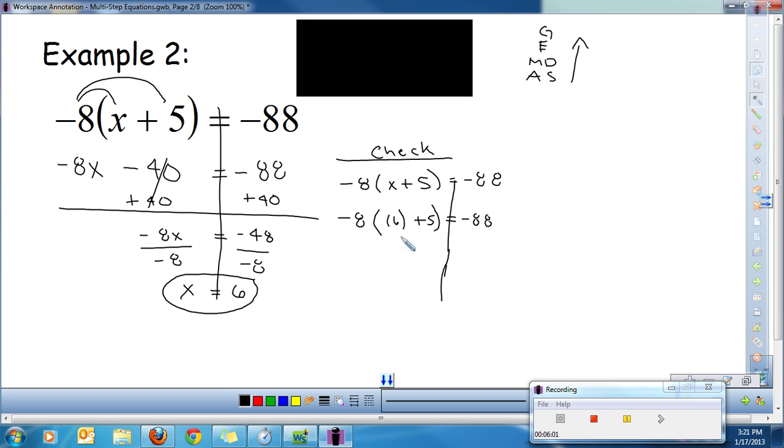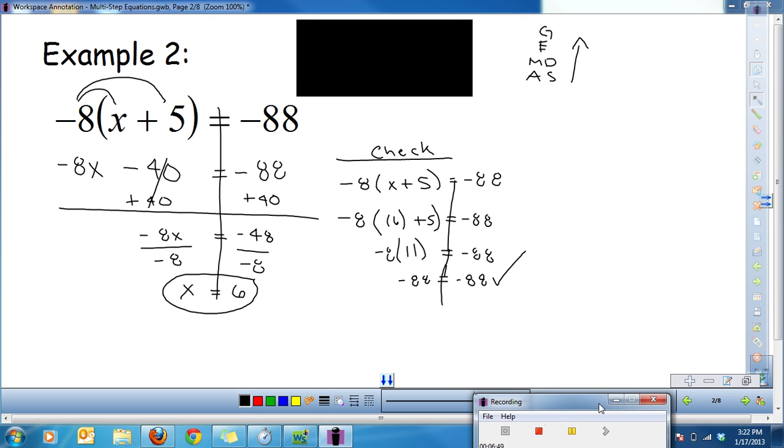Alright, let's see. 6 plus 5 is 11. And negative 8 times 11 is negative 88. I get that negative 88 equals negative 88. My check works. So my answer is x equals positive 6.